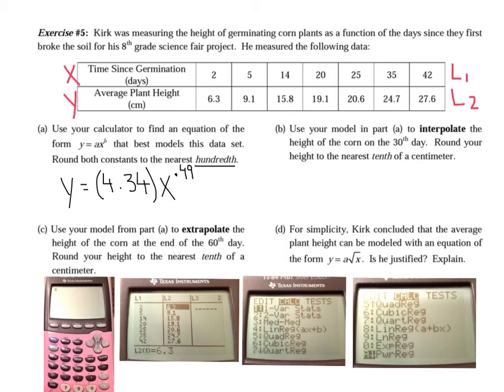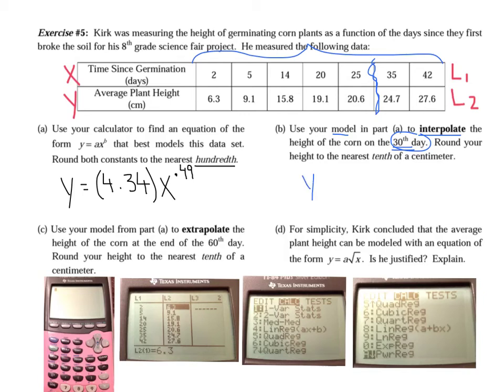Okay, next one. Use your model or your equation, whatever you want to call it, to interpolate. Now interpolate means we're going to use a number that falls within the endpoints right there. And you notice that 30 does kind of fall in there roughly. So we can roughly predict using the eyeball test that the answer should be somewhere near 22-ish if this is correct. What I'm going to do is substitute the 30 and show my substitution. Now that is an x value.